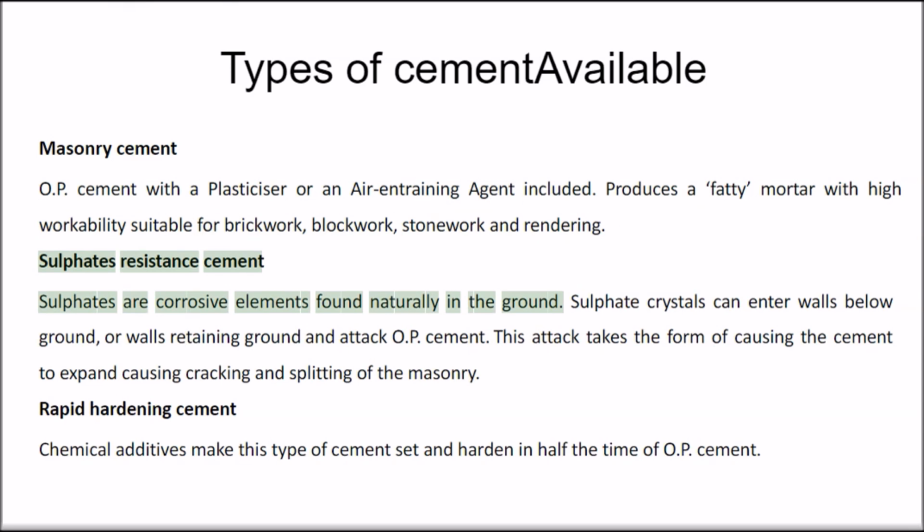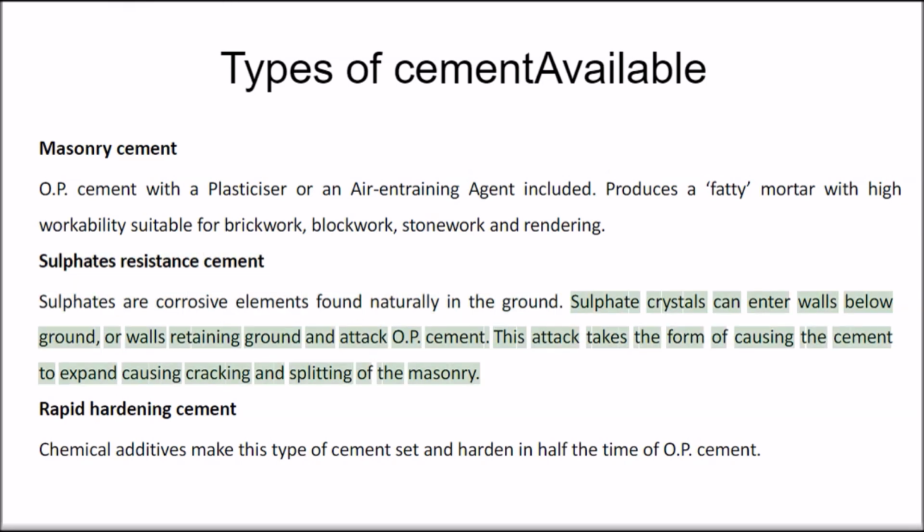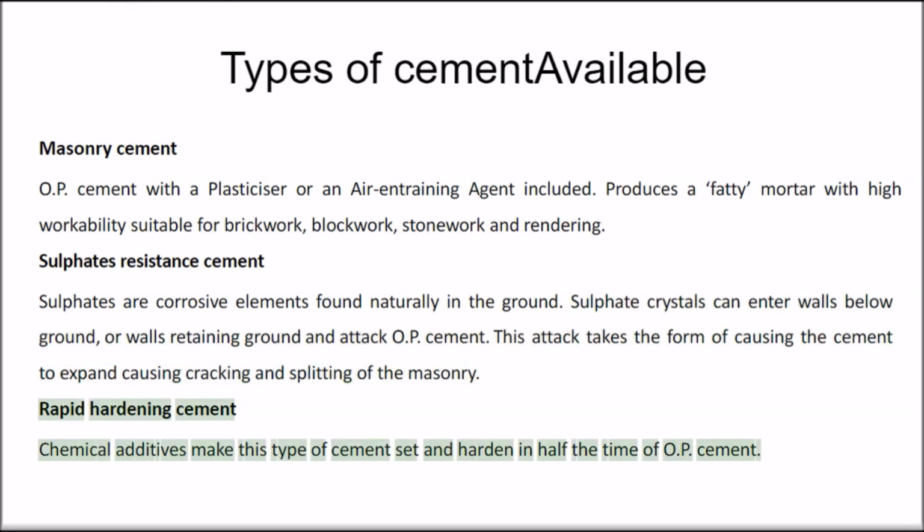Sulfate resistant cement. Sulfates are corrosive elements found naturally in the ground. Sulfate crystals can enter walls below ground or walls retaining ground and attack OP cement. This attack takes the form of causing the cement to expand, causing cracking and splitting of the masonry. Rapid hardening cement. Chemical additives make this type of cement set and harden in half the time of OP cement.